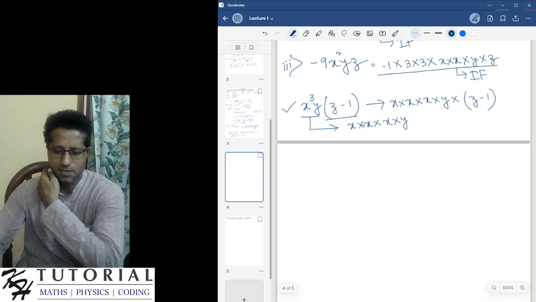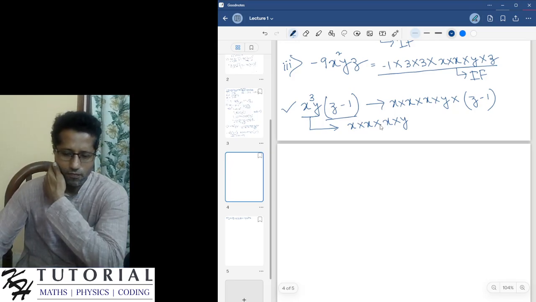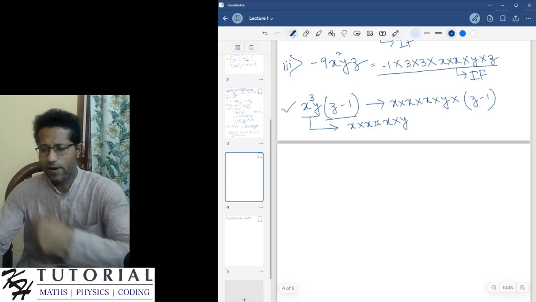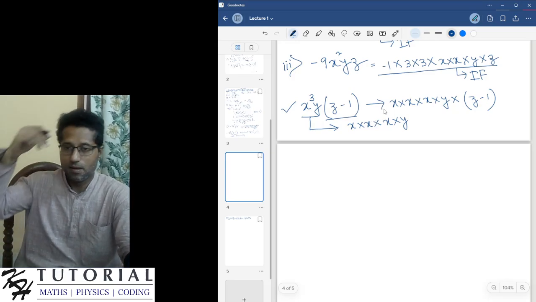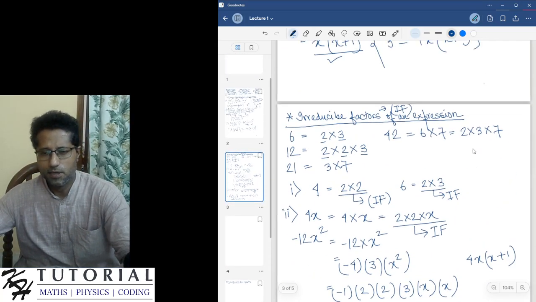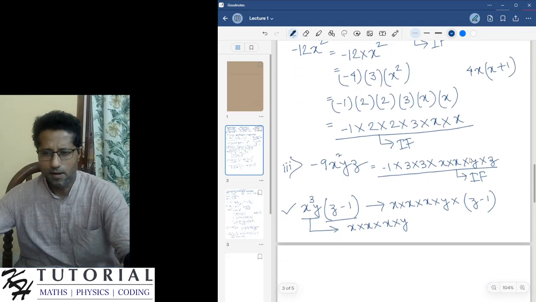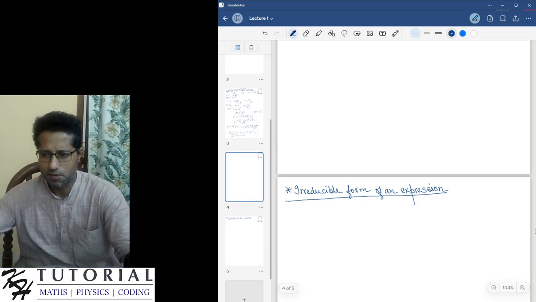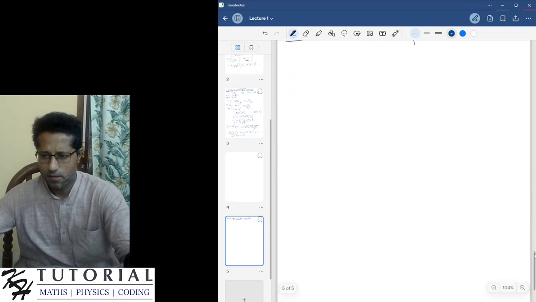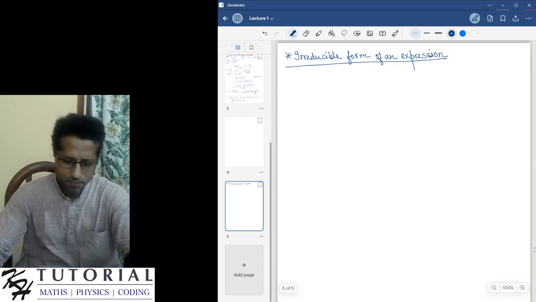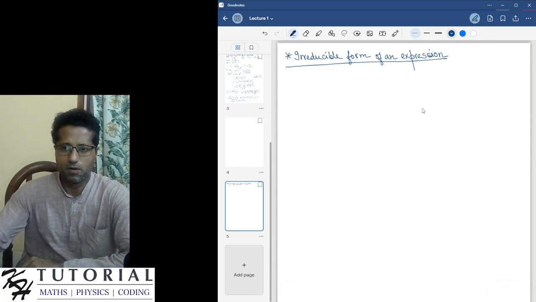So the basic concept is that if you cannot factorize a given factor further into 2 or more factors, then that factor is an irreducible factor. So this was the concept of irreducible factor, and let's now finally understand what is the irreducible form of an algebraic expression. What do we mean when we say that a given algebraic expression is in irreducible form?